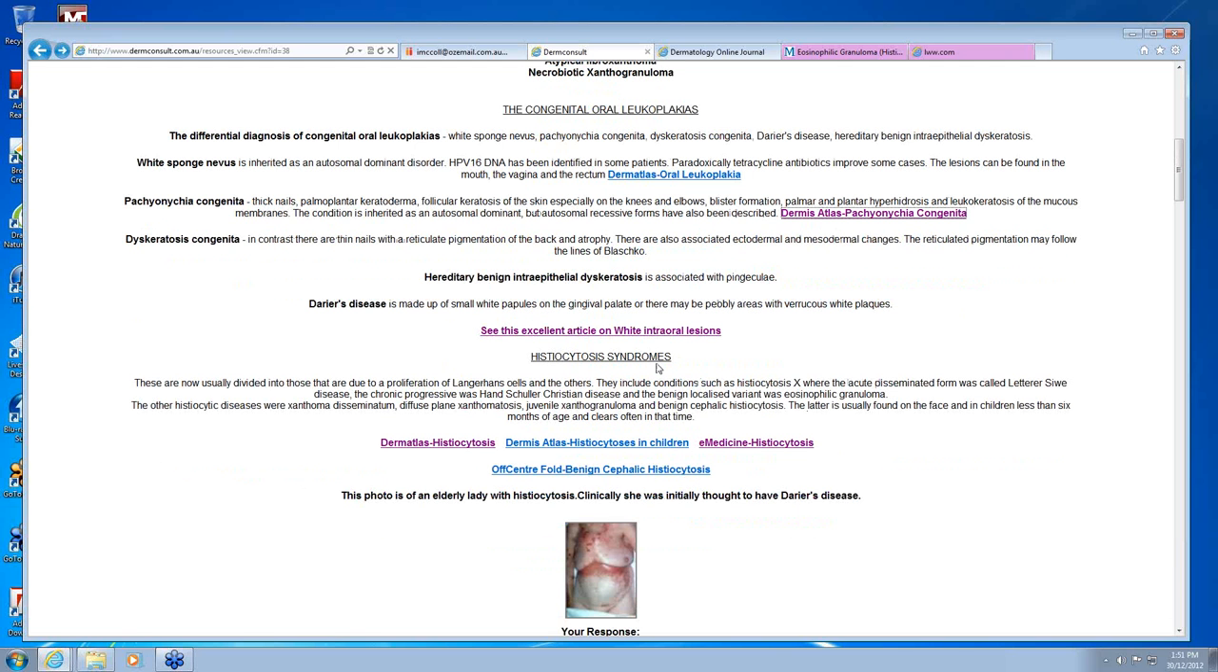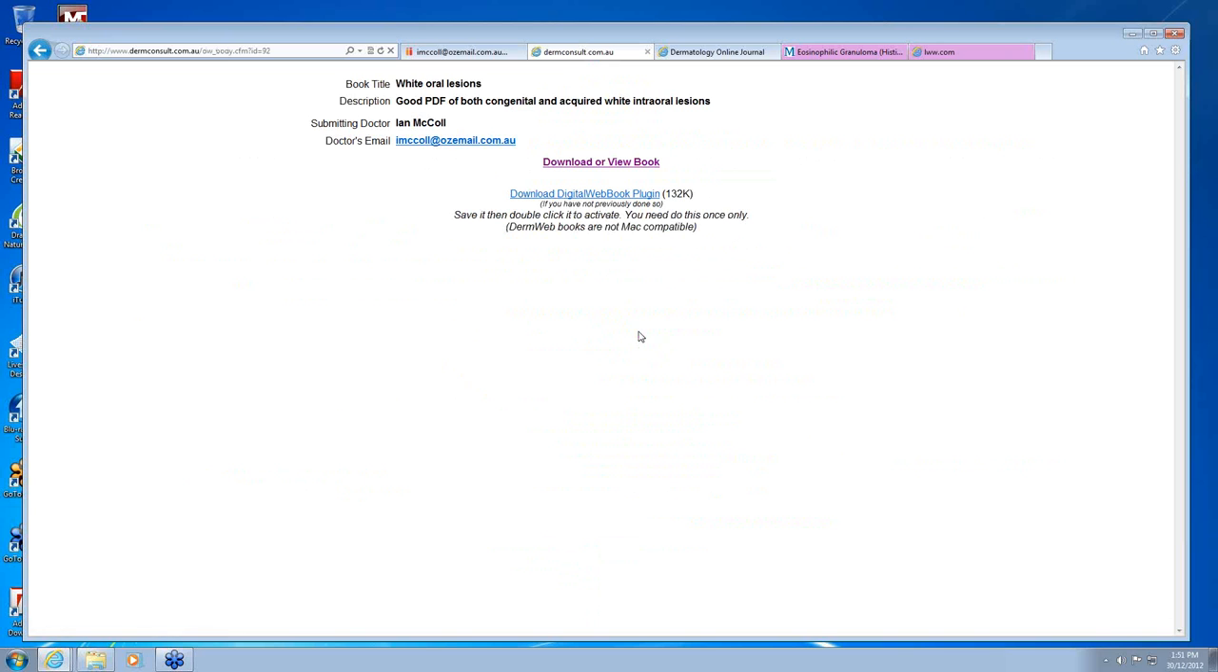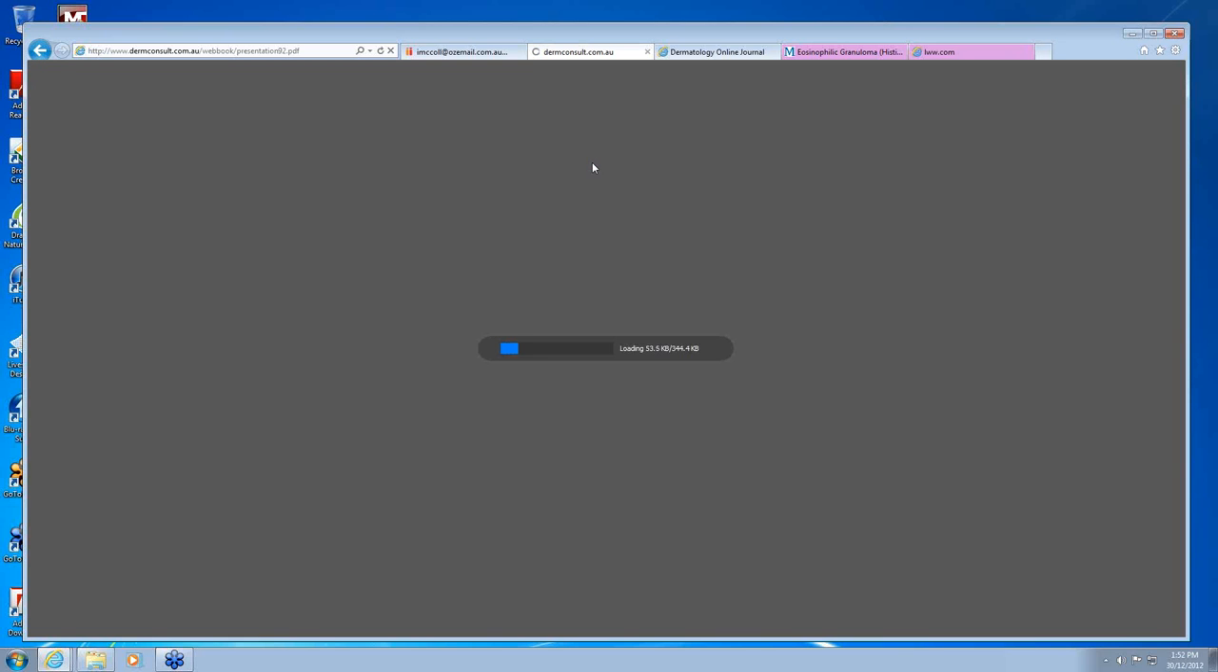Now I'm just going to quickly flick into this article because it's got some lovely pictures here. Let's have a quick look at them. We need to download it. Bear with me. It shouldn't take too long.